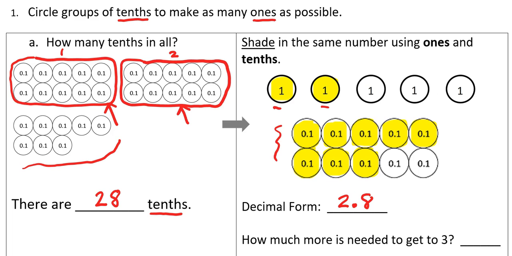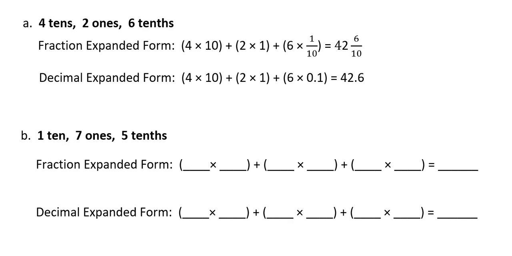The final question is how much more is needed to get to 3, or in other words, 3 wholes. You can see by our diagram that we need 2 more tenths to make that third whole. So I'll write that in decimal format. I need 2 tenths to get to 3 wholes. In the next section, we have the unit form of a number, and we're going to write it in fraction expanded form and in decimal expanded form.